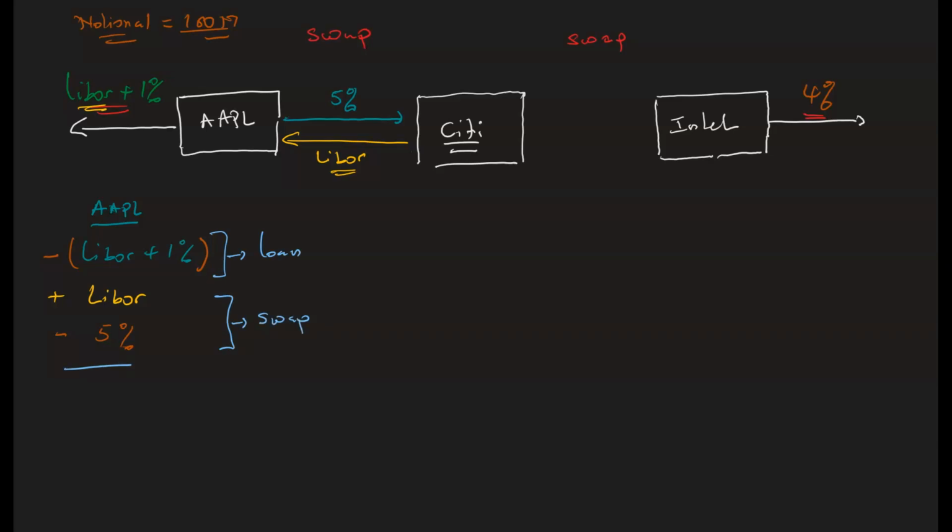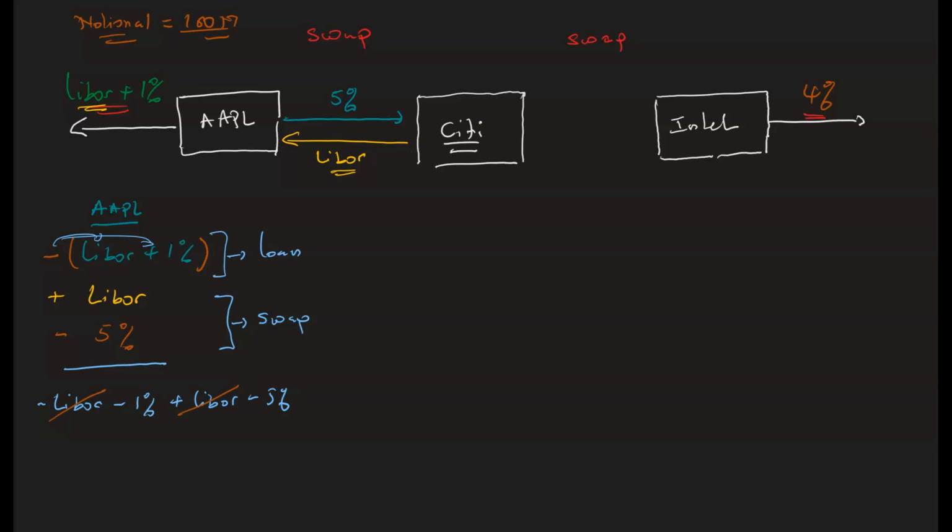So overall, where does Apple lie? Well, they're going to be paying minus LIBOR minus 1%. I just multiply the negative sign here. Plus LIBOR minus 5%. So what do we have? Minus LIBOR plus LIBOR cancel each other. So we got rid of the variable rate.